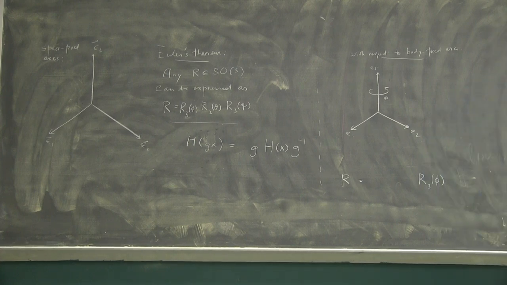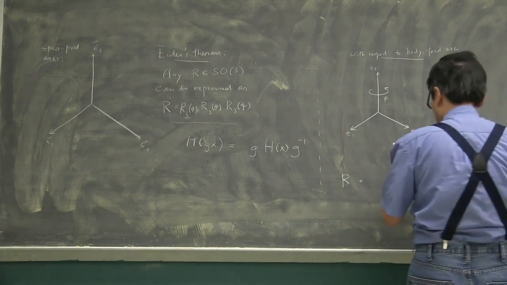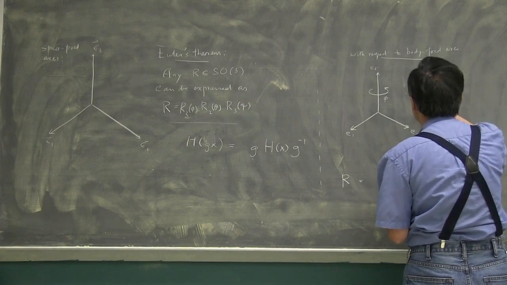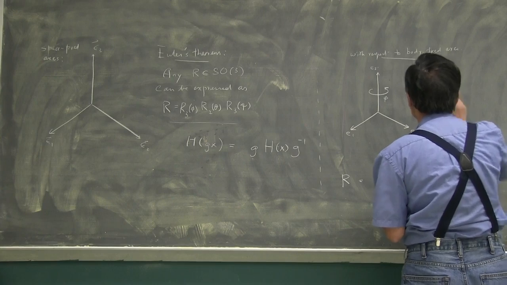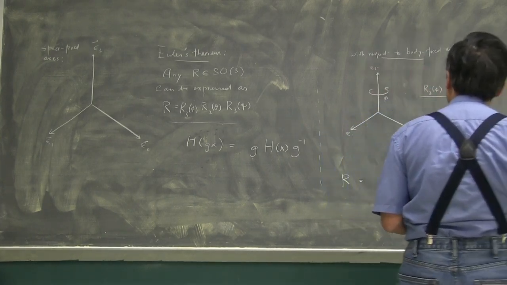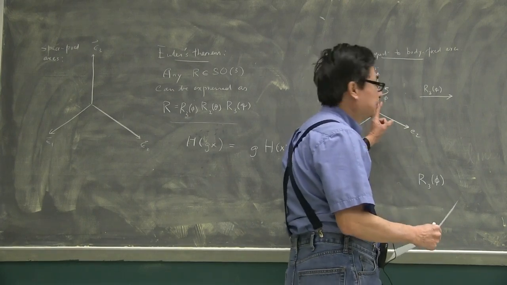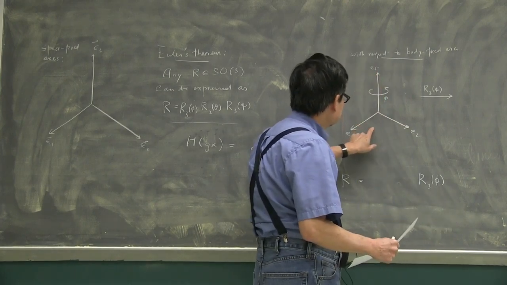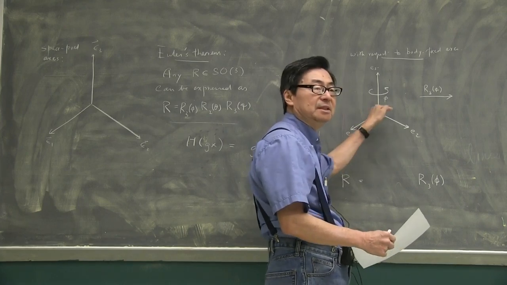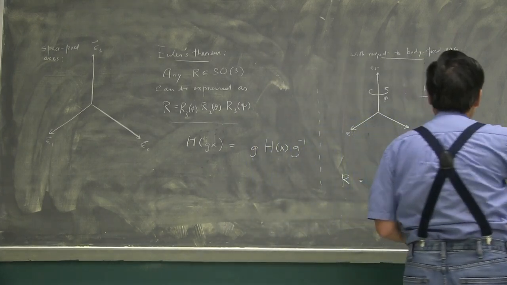And then the second step, wait a second. Let me try to be clear here. By this rotation, which I'm going to call R3 phi, the frame will have changed a little bit. If you rotate about the third axis, E1 will go over by an angle phi, and then E2 will go over by the same angle, and so on and so forth.